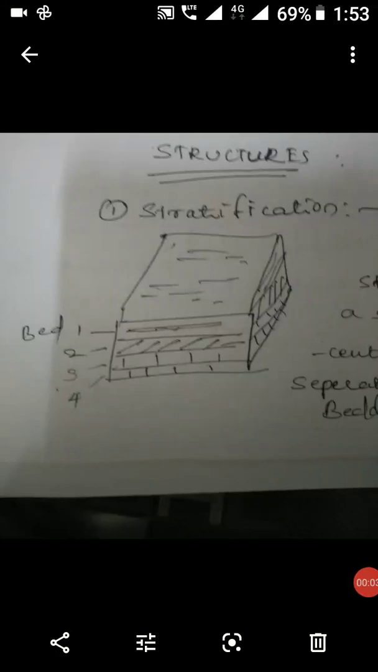Hello dear students. In this session, we'll discuss structures of sedimentary rocks. There are six structures that come under sedimentary rocks. The first one is stratification, second is lamination, third is cross bedding or current bedding, fourth is graded bedding, fifth is ripple marks, and the sixth is mud cracks.